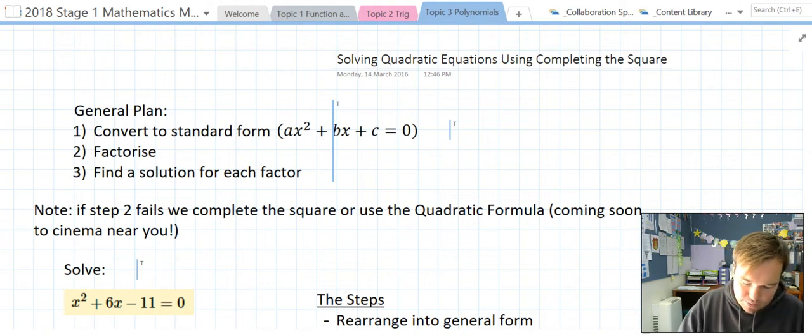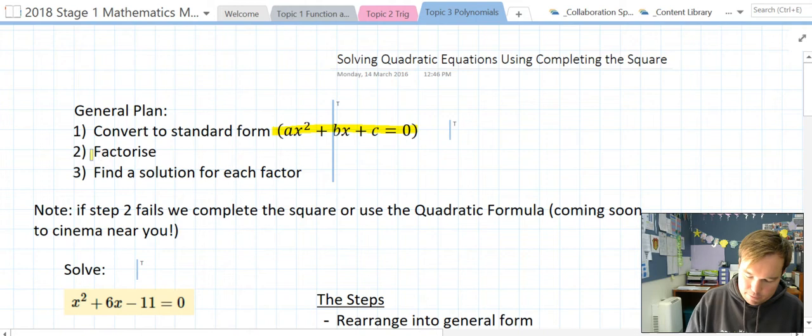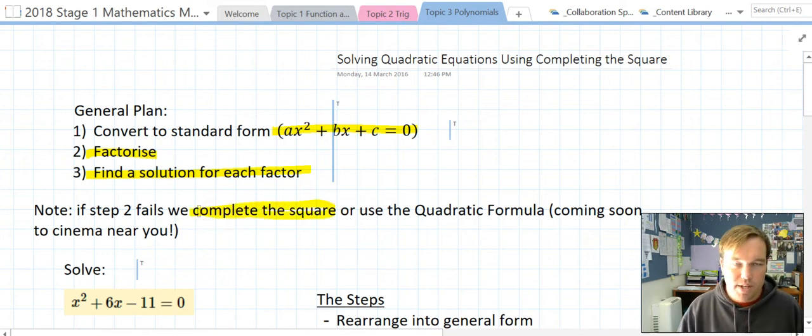Now, if you recall from the last video, when we aimed to solve a quadratic, we would convert it into standard form, factorize, and find a solution for each factor. However, we couldn't always factorize, so there are two options if we can't factorize. One is called completing the square, this video. The other is the quadratic formula, which is the next video.